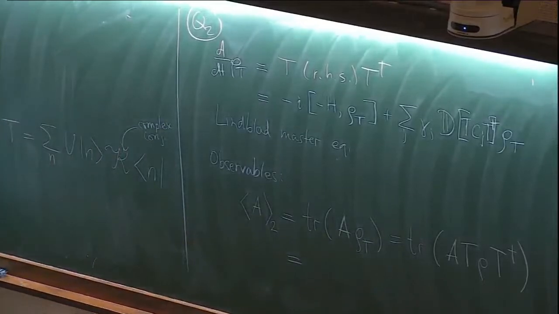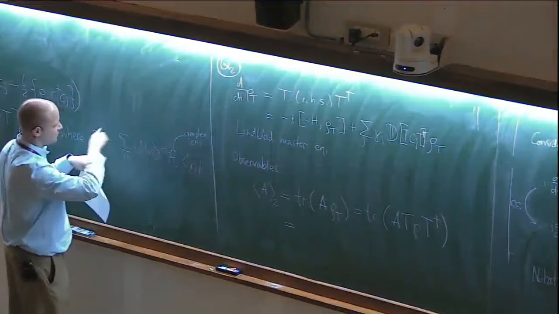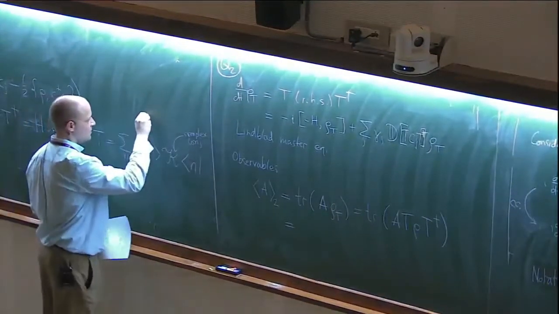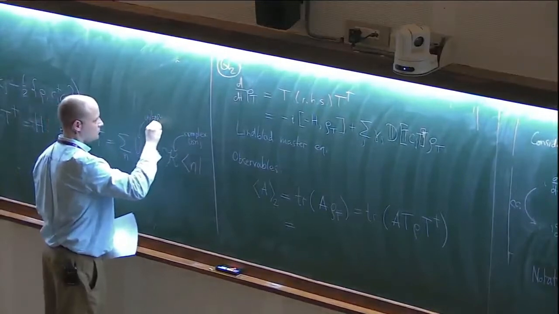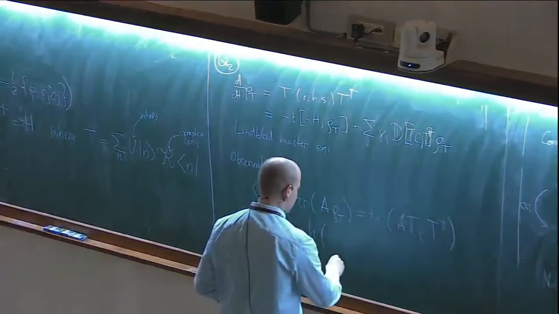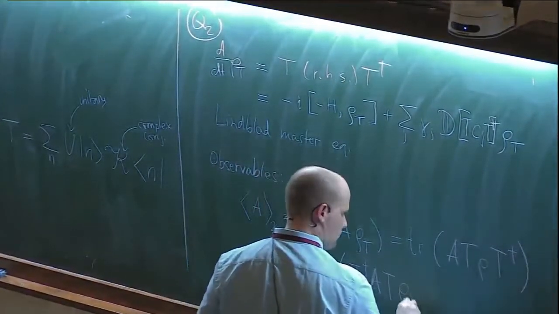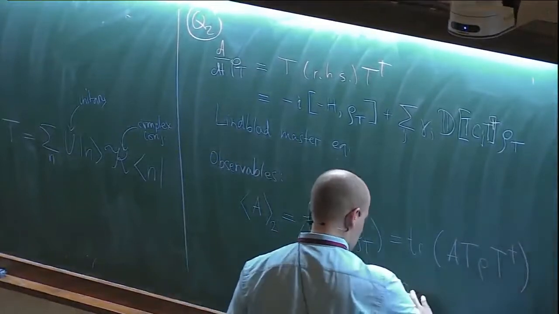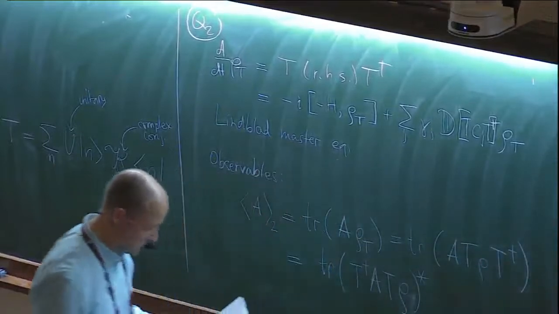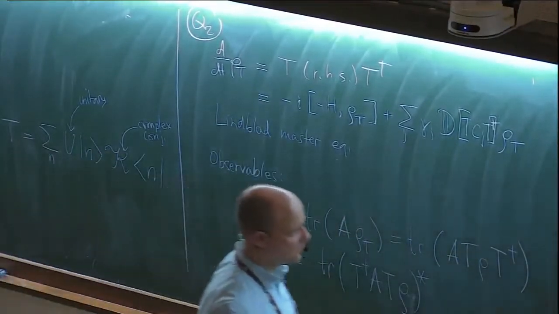And one easy way to do that is to work with this representation of your time reversal operator, where this U is a unitary matrix. So the result is trace T dagger A T rho, without a T complex conjugate. And so with that, we have a complete dictionary for that mapping.